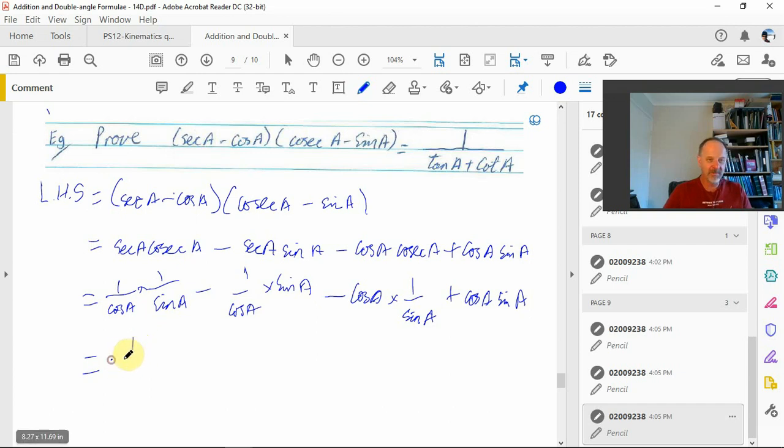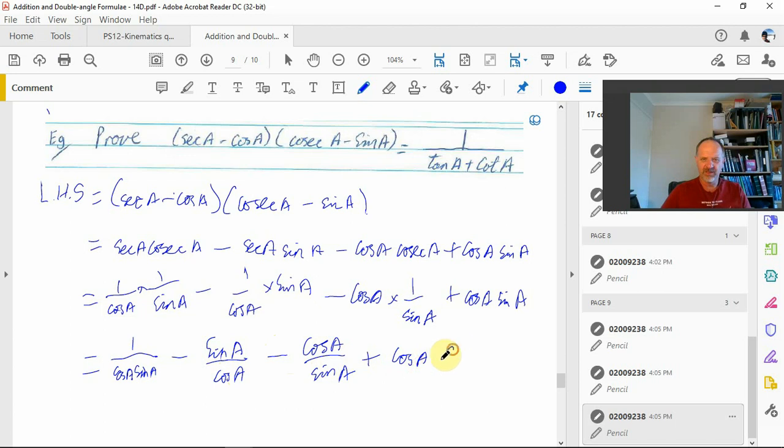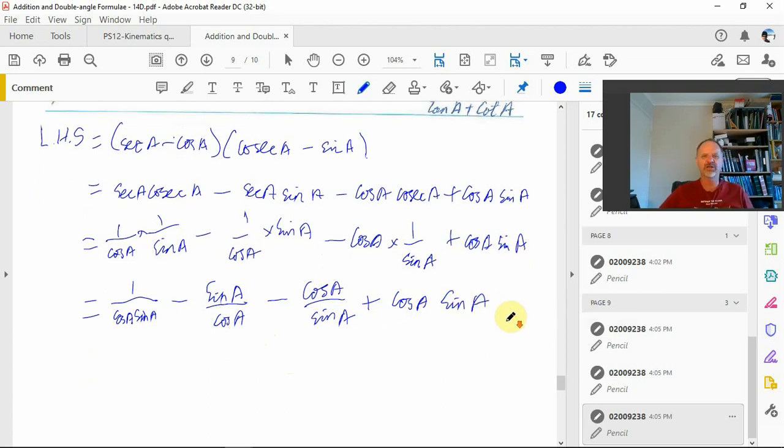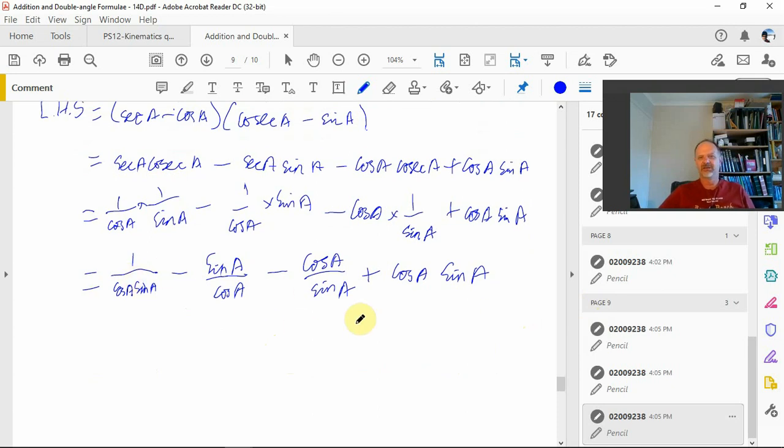We've got 1 on cos A sine A, minus sine on cos, minus cos on sine, plus cos A sine A. All right. Question is now, what do we do about this? Got to combine all of these things together somehow.